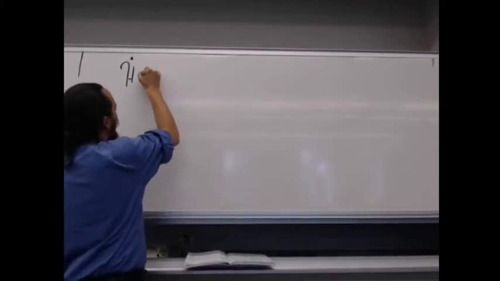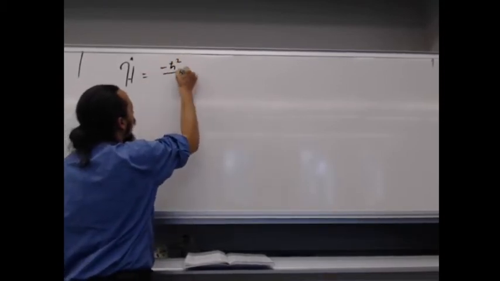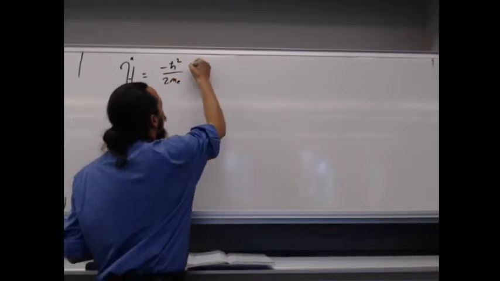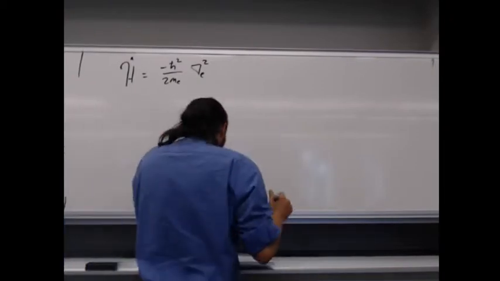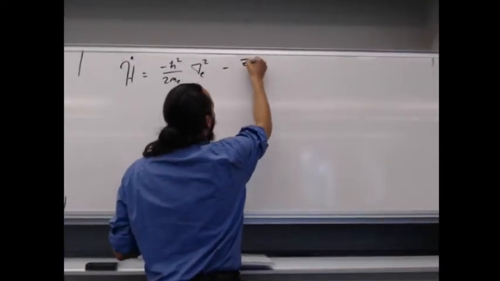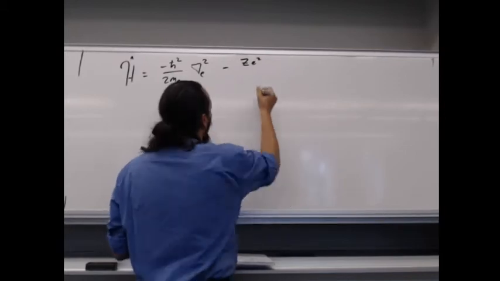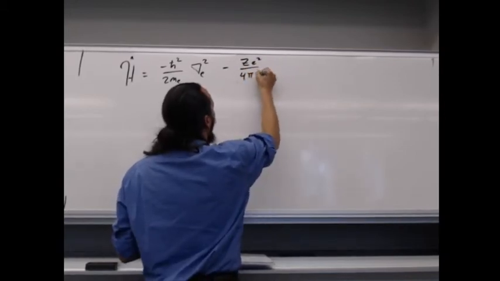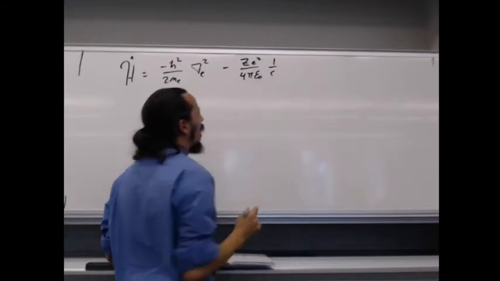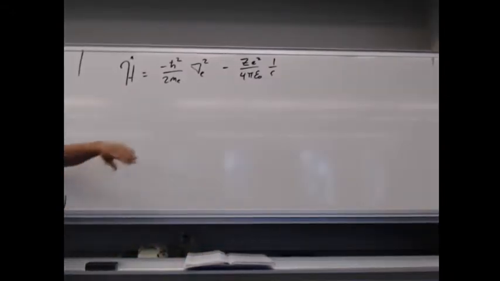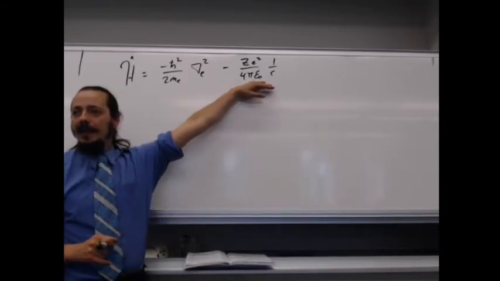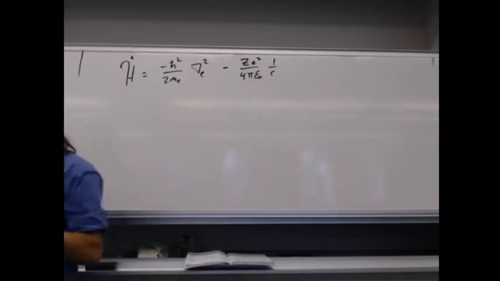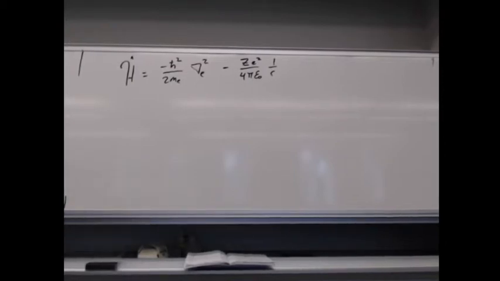The Hamiltonian that we are going to be most interested in is negative h bar squared over 2 mass of electron, del squared for the electron, minus Z e squared over 4 pi epsilon naught 1 on r. This is the motion of the electron around the nucleus. This is the attraction of the electron to the nucleus. And you should instantly ask a very important question.